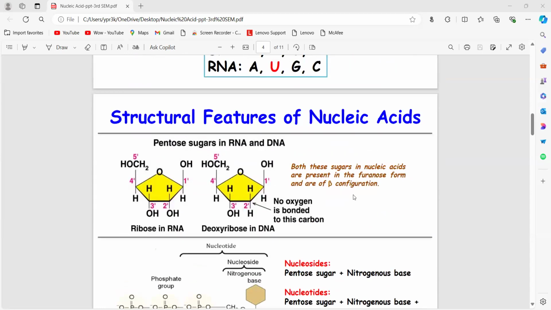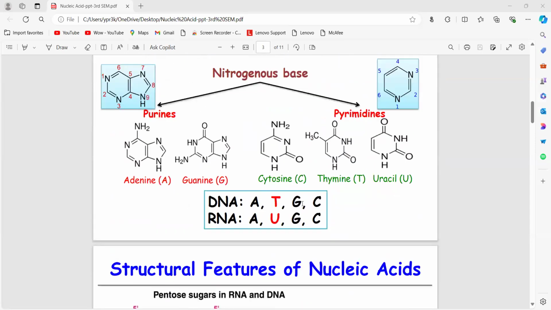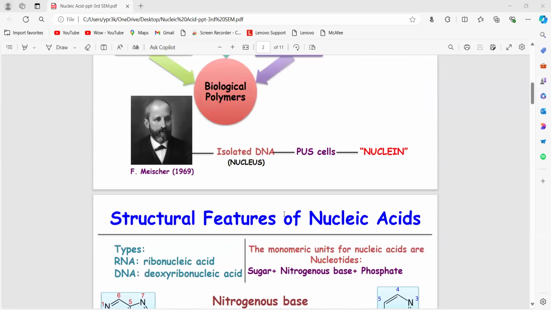Another point: these are the nitrogen bases, purines and pyrimidines: adenine, guanine, cytosine, thymine and uracil. Pyrimidines are cytosine, thymine and uracil. In DNA there are adenine, thymine, guanine and cytosine, whereas in RNA there are adenine, uracil, guanine and cytosine. In place of thymine, uracil is present.